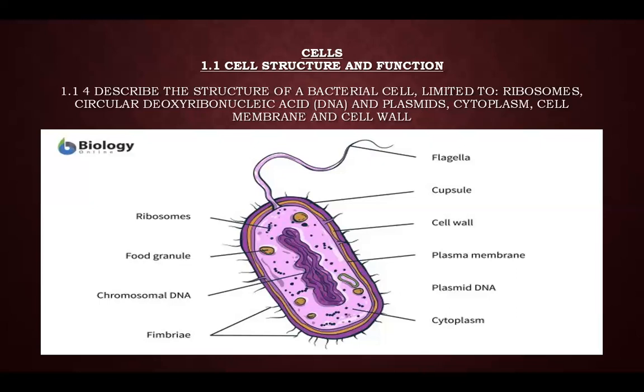Let's see the learning outcomes. They are asking you to describe the bacterial cell limited to ribosomes, circular DNA and plasmids, cytoplasm, cell membrane and cell wall. As you already know, for the animal cell and plant cell, they have defined that only certain features should be known to the students. So now we have to look into the structure, the parts that we need to learn.